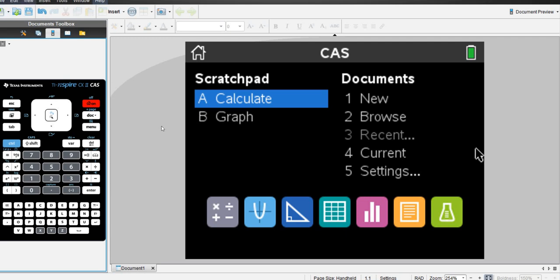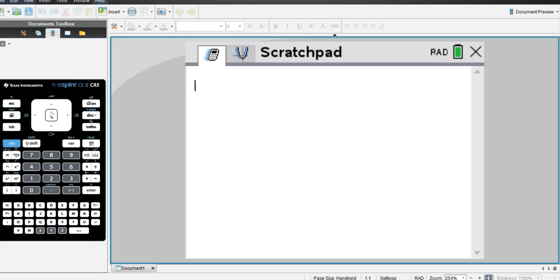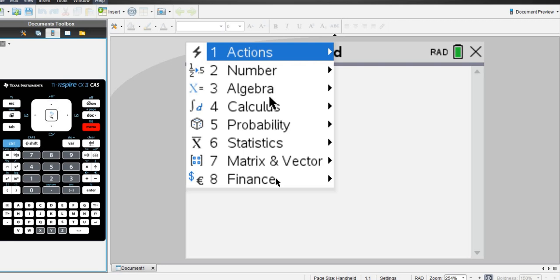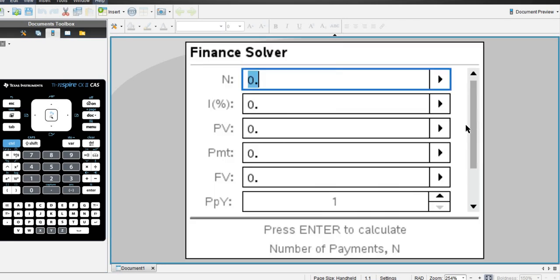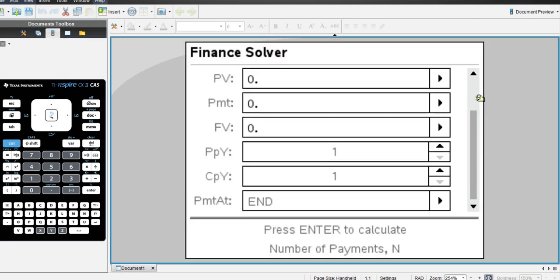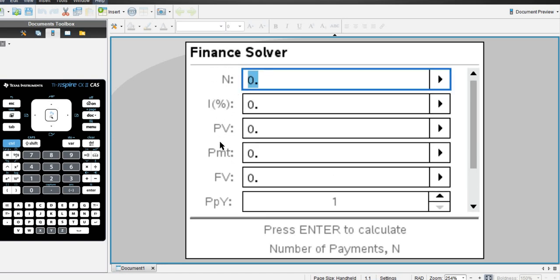In this video, we're looking at how to use the Finance Solver function on your CAS. So first thing you need to do is go into the calculator mode, and go into Menu, Finance, and Finance Solver. And as you can see, there's multiple tabs that you need to fill out, and each of them has a little title next to it.